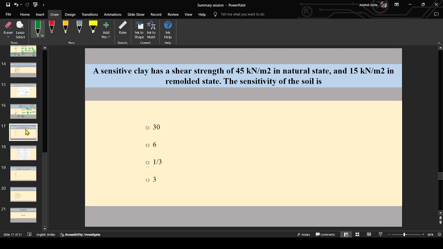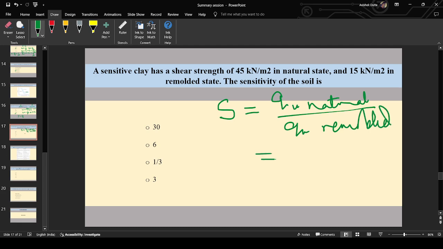Okay, a sensitive clay has a shear strength of 45 kilonewton per meter square in natural state and 15 kilonewton per meter square in remolded state. The sensitivity of the soil is, so sensitivity, we know, is equal to the compressive strength natural by the compressive strength remolded.